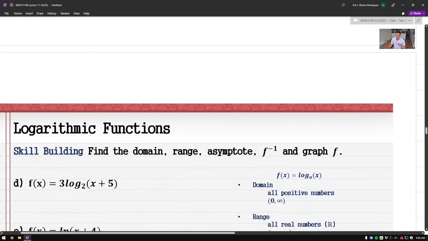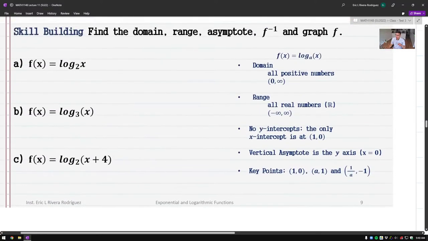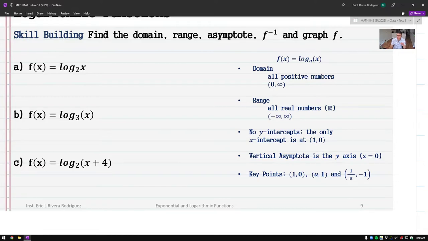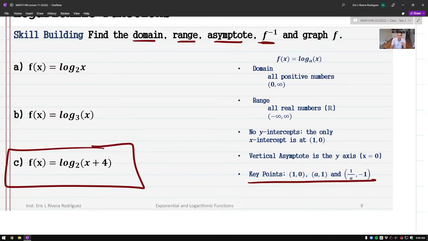Okay, so let me see what numbers we have here. I'm going to ask you to find the domain, the range, the asymptote, and the inverse. Also give me the key points of C. Okay, let's take a few minutes to find the domain, the range, the asymptote, its inverse, and its key points. Keep in mind that there is a transformation here.